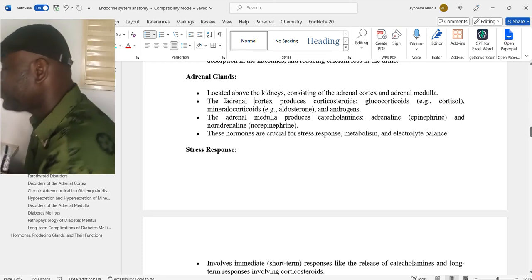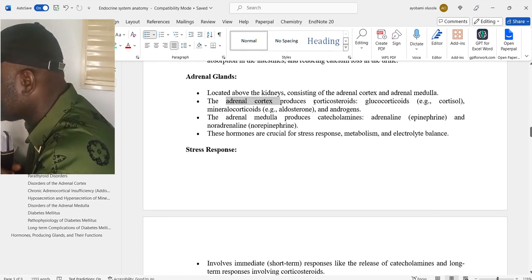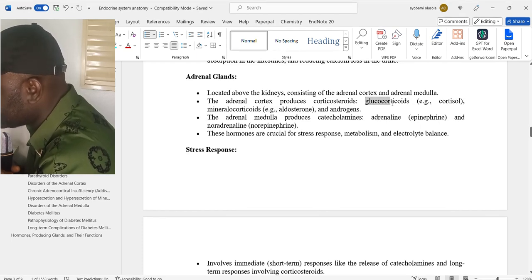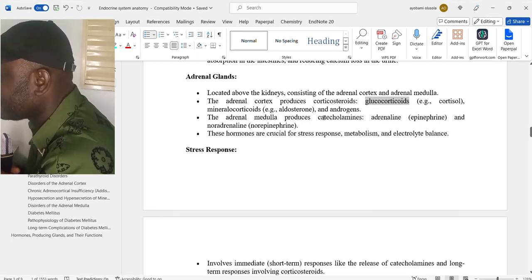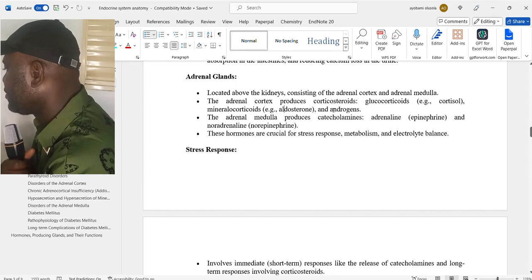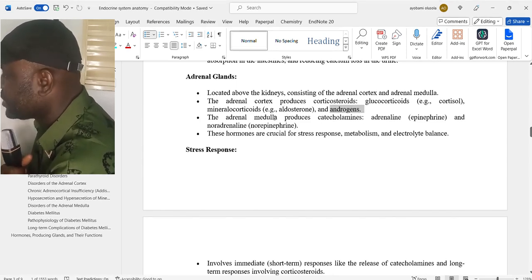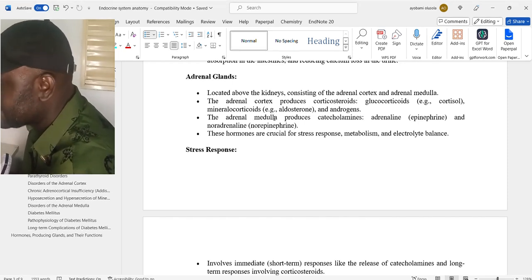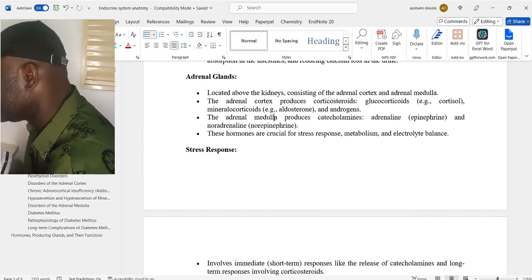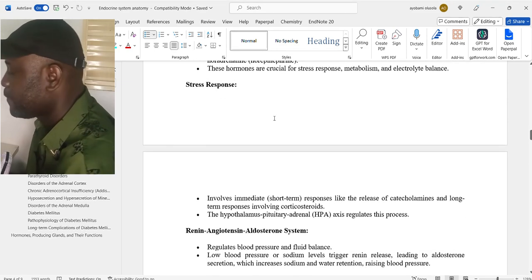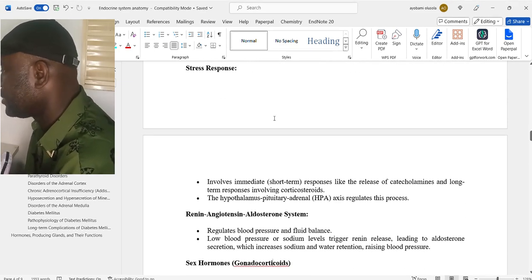So please use this mnemonic to understand this. The adrenal cortex produces corticosteroids, and there are three corticosteroids. We have glucocorticoids, one, an example is cortisol. We have mineralocorticoids, two, an example is aldosterone. Then we have androgens. Now the adrenal medulla produces catecholamines, adrenaline and noradrenaline, and these hormones are crucial for stress response, metabolism, and electrolyte balance.